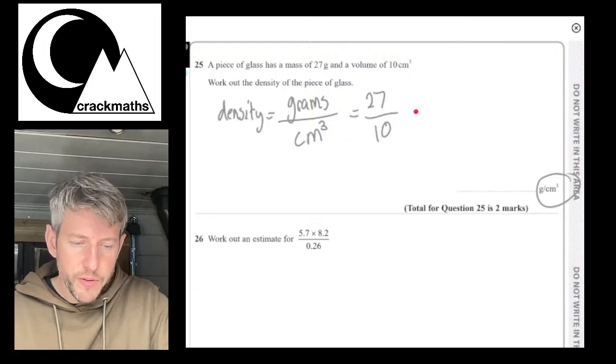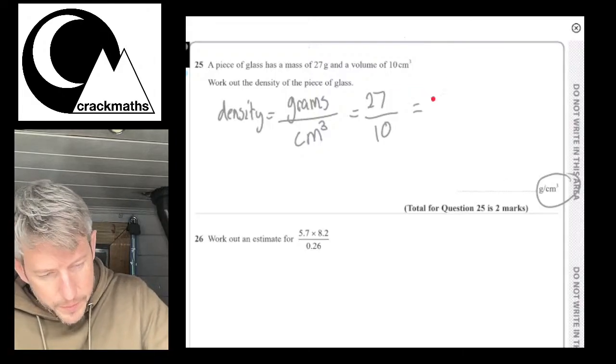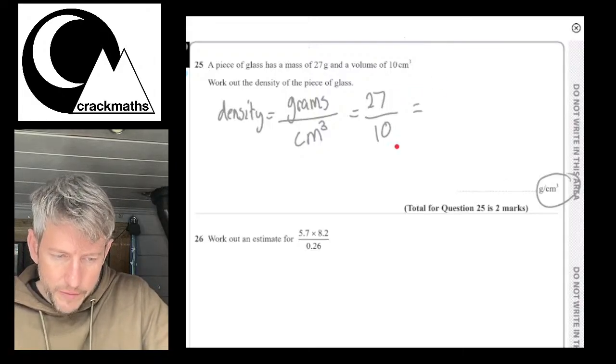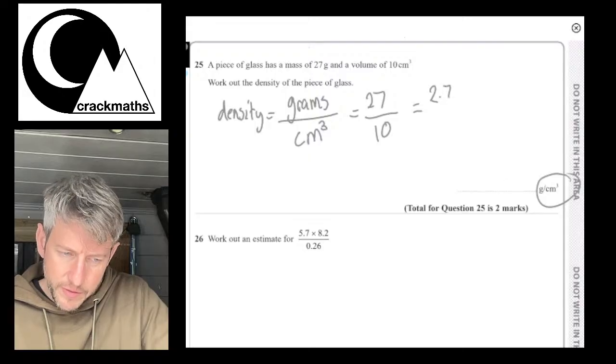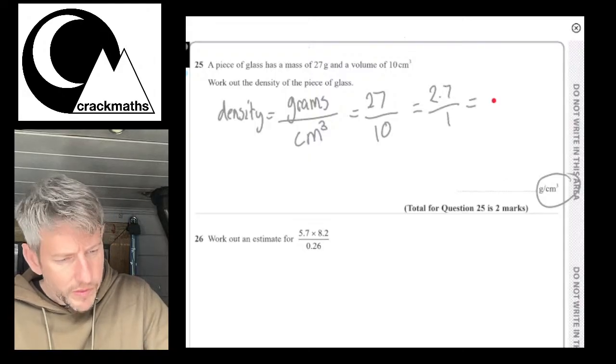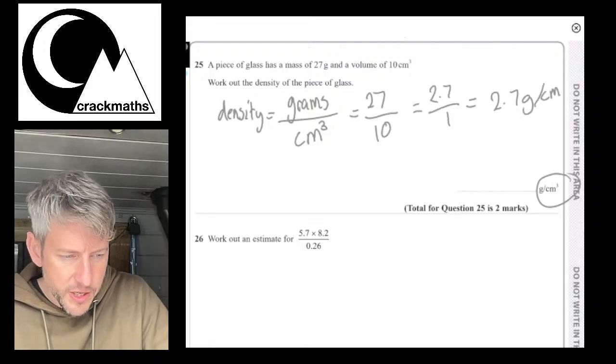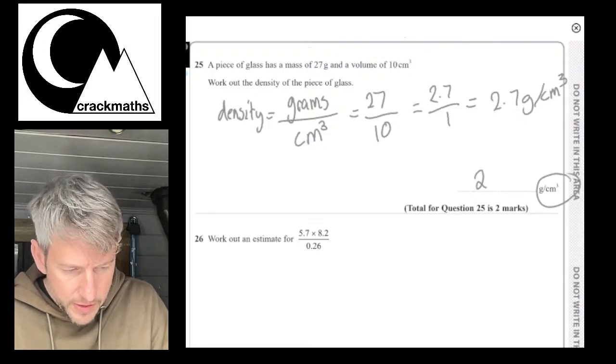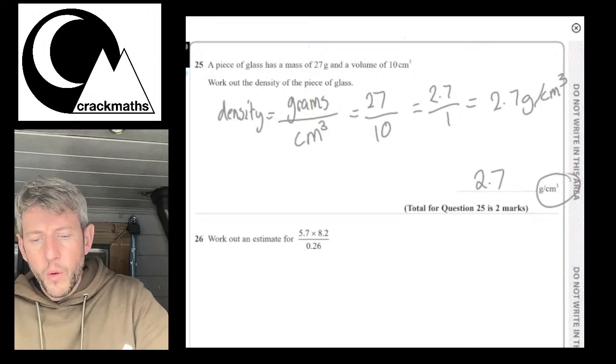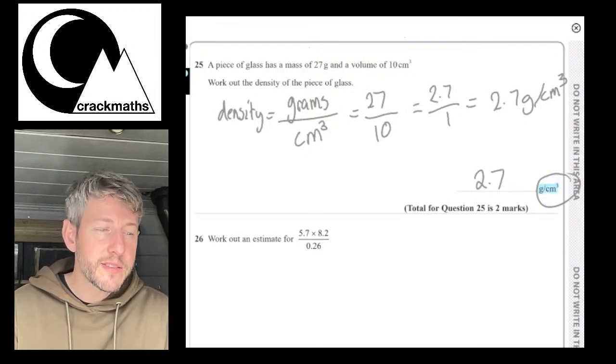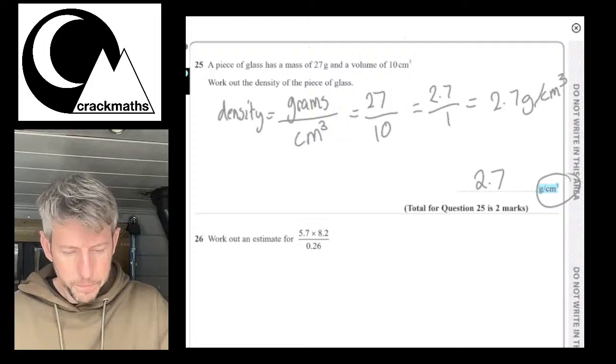So 27 divided by 10, well, that's going to be, if I do this, it goes to 2.7 over 1. So 2.7 grams per centimetres cubed. Here we go, 2.7. Remember, with this question, always look at the units. That's going to tell you what to do.